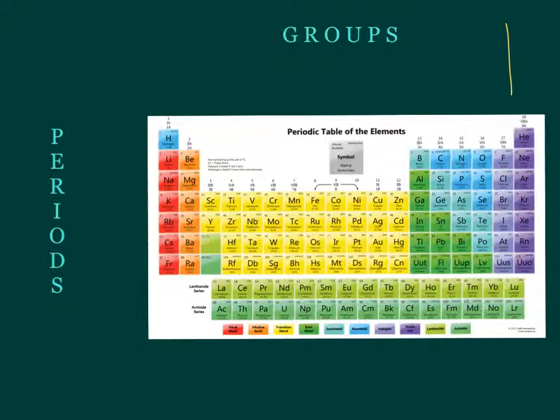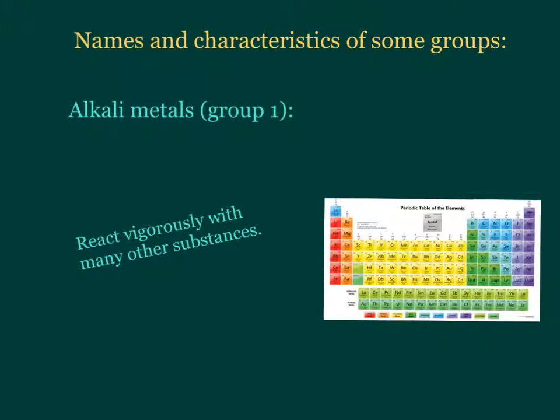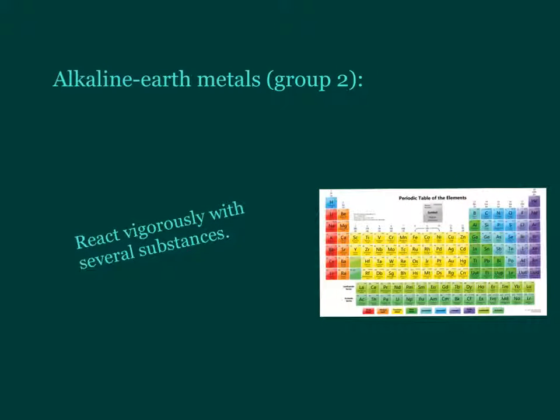Groups are vertical columns, and periods are horizontal rows. Here are some names and characteristics of some groups. Alkali metals, group 1, react vigorously with many other substances. Alkaline earth metals, which are group 2, react vigorously with several substances.